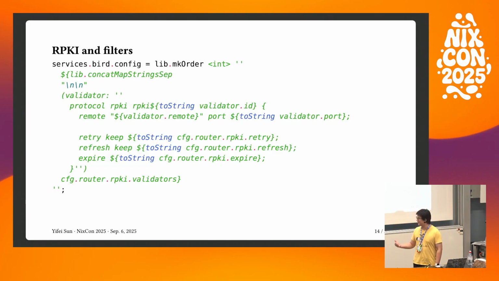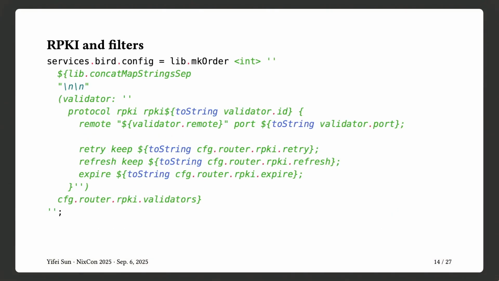And this is the actual implementation. It's basically using Nix as a templating engine. You take the configuration you have and generate a blob of text. And the library function we're going with is the concat map string separator. And then you loop through each of the validators and add two end lines at the end. And then set up the remote and port and the retry options and refresh and expire stuff in there.